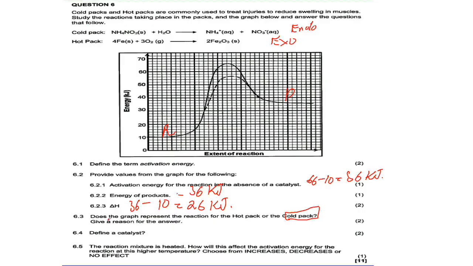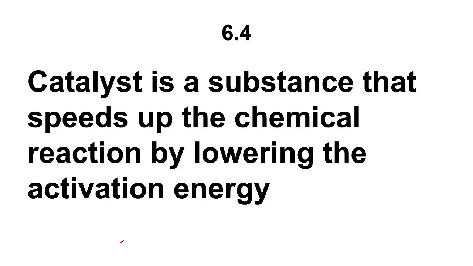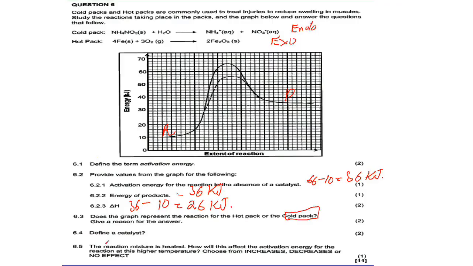Then 6.4 says define a catalyst. What is a catalyst? We say a catalyst is a substance that speeds up the chemical reaction by lowering the activation energy. 6.5, the reaction mixture is heated. How will this affect the activation energy for the reaction at this higher temperature? Choose from increases, decreases, or no effect.